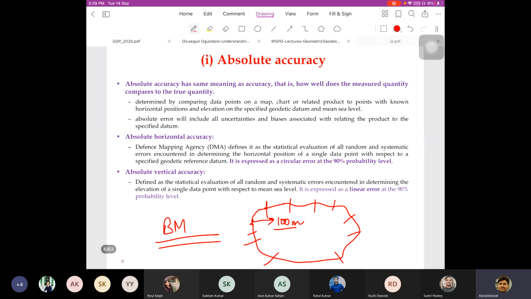Absolute error will include all uncertainties and bias associated with relating the product to the specified datum. Similarly, if you talk about the absolute horizontal accuracy, the Defense Mapping Agency of the US defines it as a statistical evaluation of all random and systematic errors encountered in determining the horizontal position of a single data point with respect to a specified geodetic reference datum, and it is expressed as circular error at 90% probability level. Now there is a very new concept which is coming up, which says circular error. So you have to wait a little, for 5 slides. Then we'll discuss the circular error. But at present, the horizontal word is a 2D word, isn't it? It is not a 1D word. Here you have X as well as Y. In the case of absolute vertical accuracy, you have only one dimension, 1D, which is H. Are you clear or not?